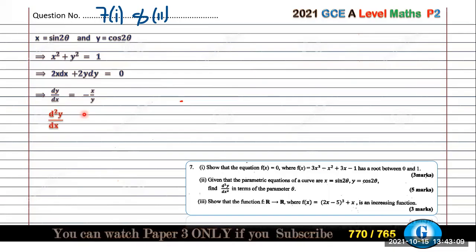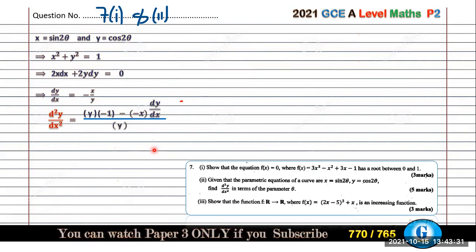So d squared y over dx squared will now be equal to, keep the bottom constant, y. You differentiate the top, you have minus 1. Now minus the top constant, so minus x constant, differentiate the bottom. Be careful here, this function is a function of x and y. So when you differentiate this y here, you have dy/dx. All this on the bottom squared, all that on y squared.